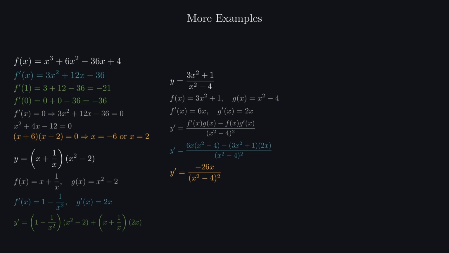This example shows clearly how the quotient rule combines the derivatives of the numerator and denominator. We just follow the formula carefully, then simplify the result. In all these examples, notice the pattern. We identify the structure of the function, whether it is a sum, product, quotient, or a composition of simpler terms. Then we choose the appropriate rule and apply it step by step. With practice, these calculations become much faster and more natural.